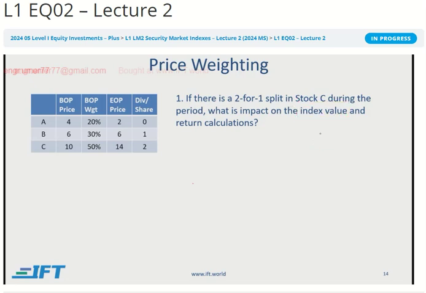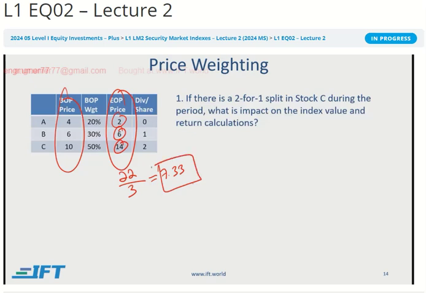Now, the question is, how do you calculate the divisor? So if you have, let's say, this is your ending value, which comes to 22 divided by 3, which was coming to 7.33, right? Assuming this 7.33 stays the same.